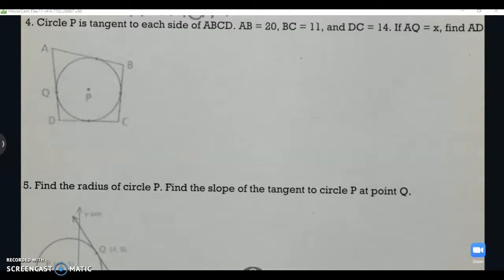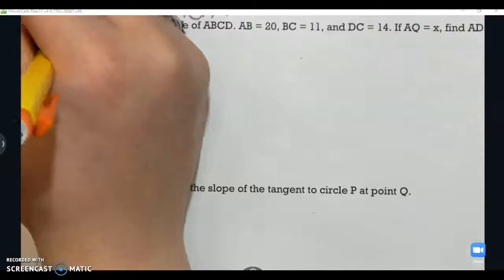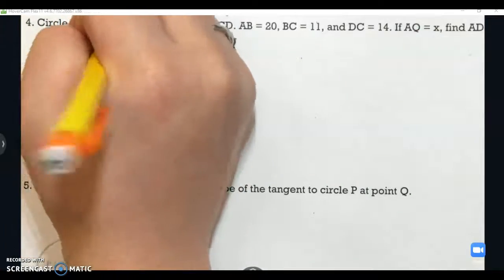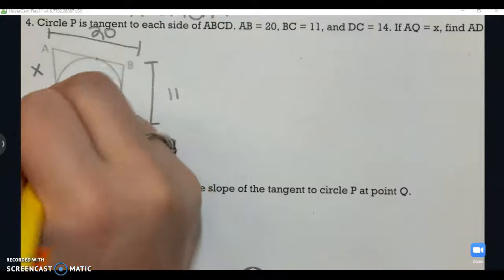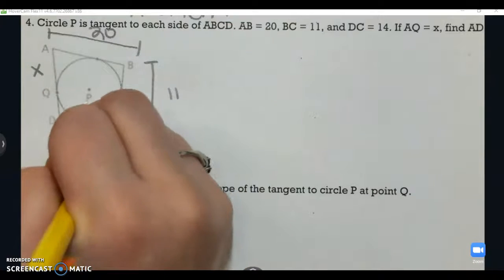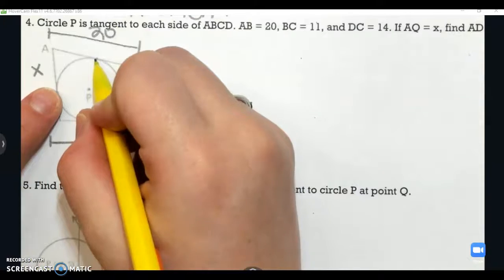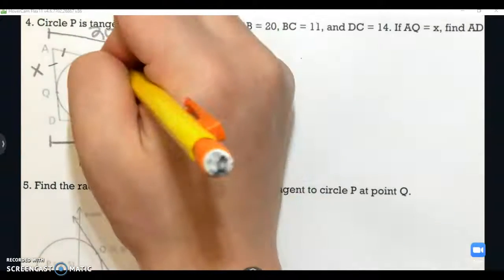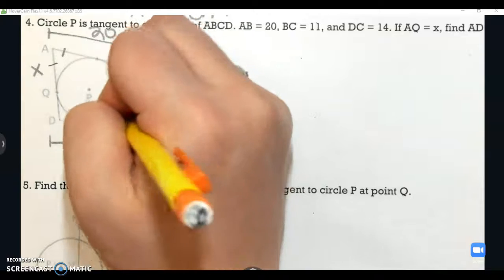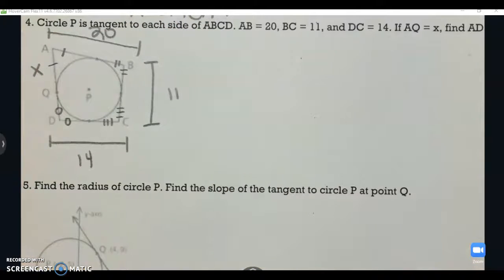So this is called a walk-around problem. I'm going to start by labeling all of these dimensions I was given. So AQ is x, AB is 20, BC is 11, and DC is 14. And what we're looking for is this length AD. Now, remember, tangents that are drawn from the same external point are congruent. So these two segments are congruent, these two segments are congruent, these two are congruent, and these two are congruent.